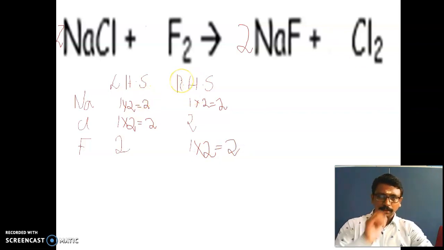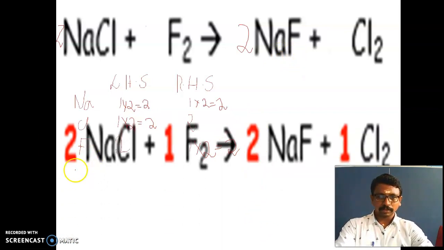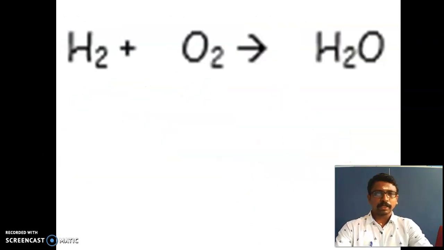Now we can see sodium: in the reactant the number of atoms is 2, in the product also 2. For chloride, the number of atoms is 2 in the reactant, in the product also 2. And for fluorine, in the reactant it is diatomic, so the number of atoms is 2, in the product also 2. So now the equation is balanced. This is the final answer of this question. Next we can go for the next question.